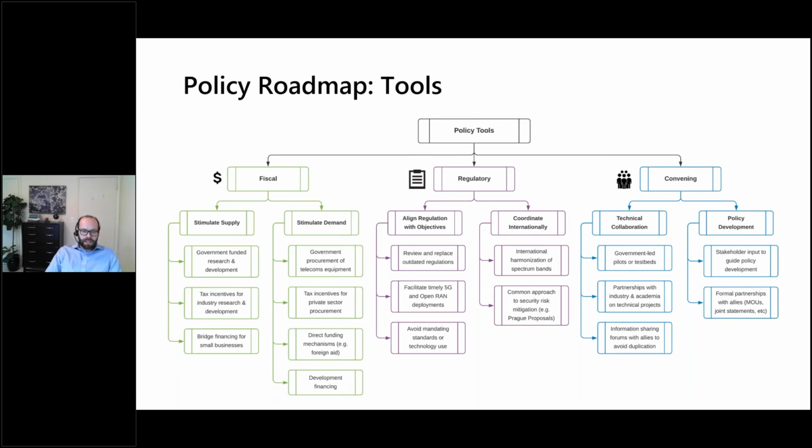Within the fiscal piece, this is stimulating the supply side or the demand side of the market. So on the supply side, we look at things like government-funded research and development, tax incentives for industry to conduct research and development, bridge financing for small businesses, which, as we well know, one of the most challenging times for small businesses is in the time to get their product to market.